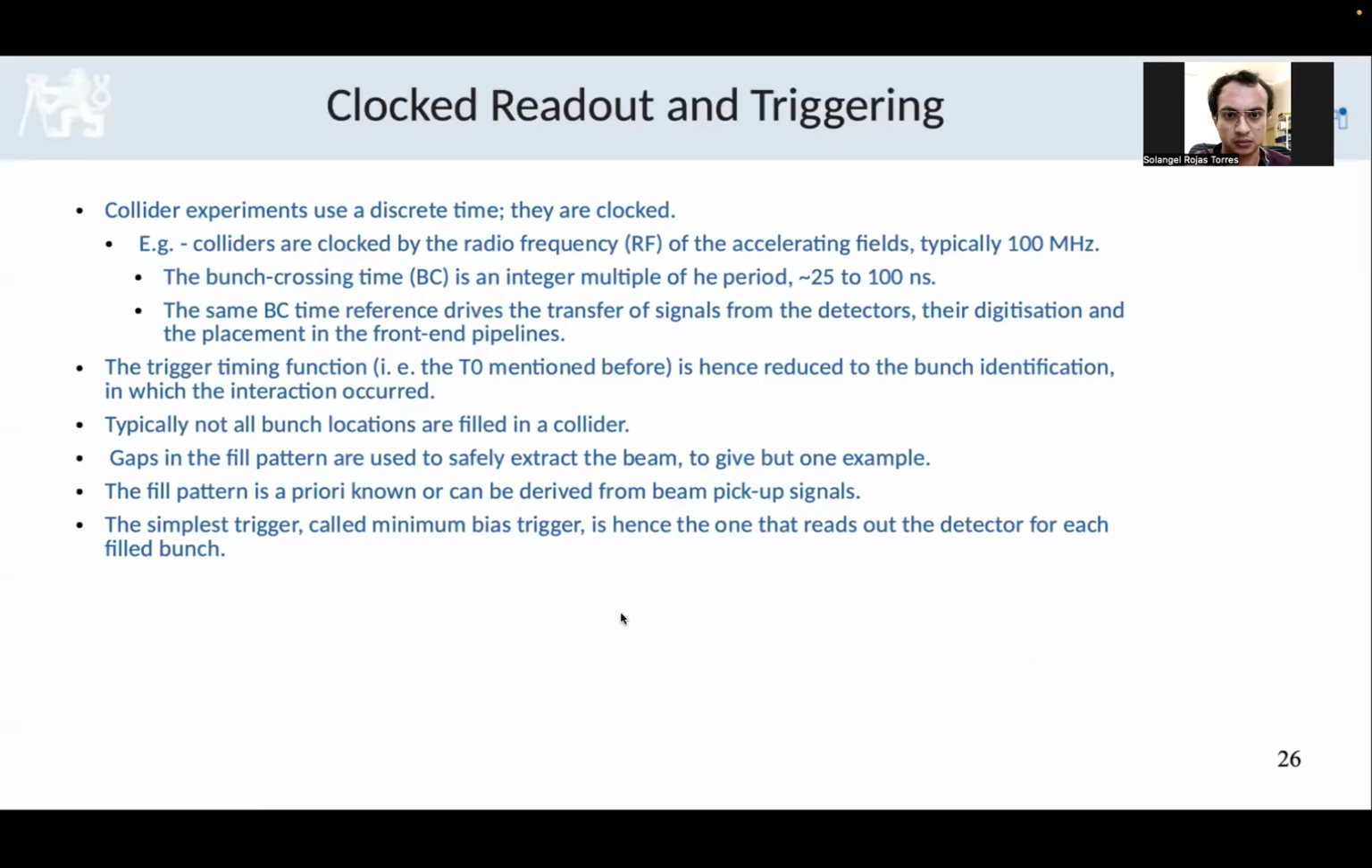Normally, not all the bunches are filled, and that's why you need the triggers, because not in every position where there are bunches that may collide is there a collision. So you need these trigger detectors to determine when a collision occurs, and that is the simplest trigger, which is called the minimum bias trigger.